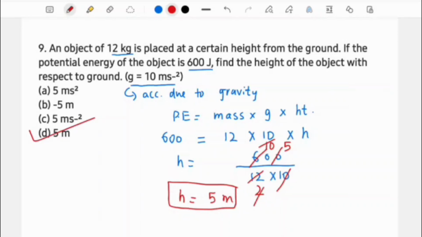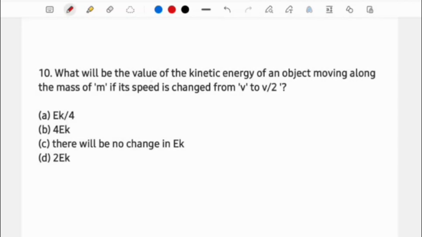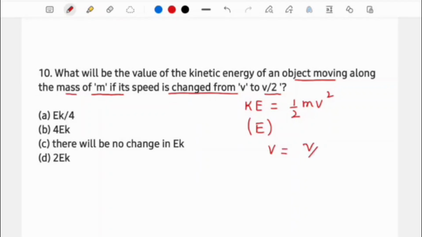Okay, next question. The question is, what will be the value of the kinetic energy of an object of mass m if its speed is changed from v to v by 2? We know kinetic energy is equal to 1/2 m v square. So when speed is v, kinetic energy E is equal to 1/2 m v square. Now when speed is changed from v to v by 2, we have to see what change comes in the kinetic energy.